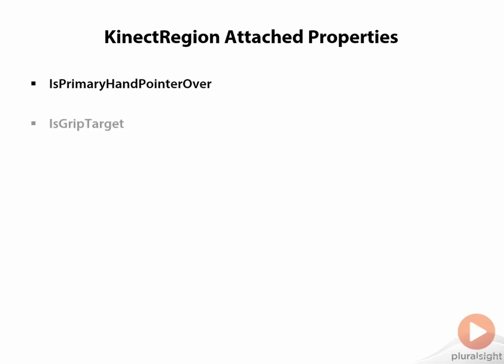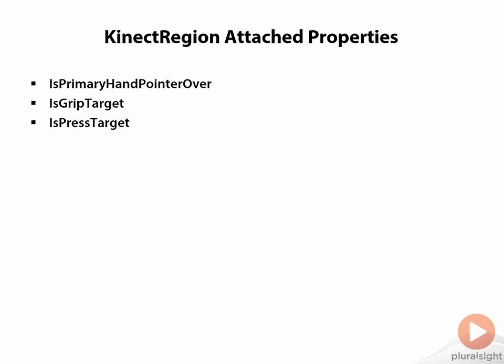The isGripTarget property should be set by your control to indicate that a grip gesture can be performed over it, and should be enabled whenever the hand cursor is over your control. Similarly, you should set the isPressTarget property to true if you want to make a pressable control and enable the press gesture so that it can be performed.